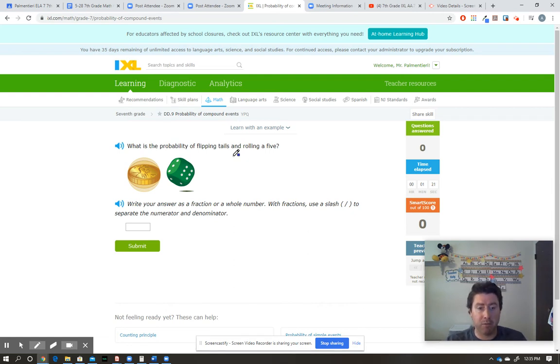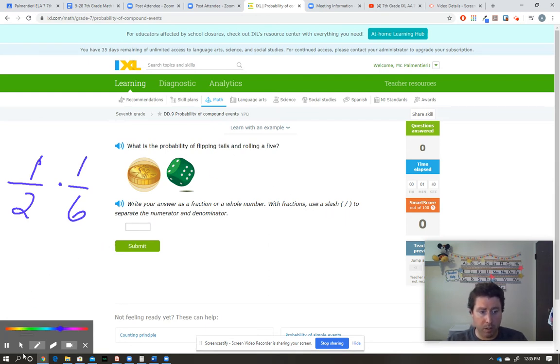So they want to know, what's the probability of flipping tails? Well, let's take it one piece at a time. Flipping tails would mean 1 over 2. And they want to know rolling. Well, that would be 1 out of 6, because there's 6 sides to the dice. So now we need to multiply those two together. So 1 times 1 would be 1, and 2 times 6 is 12. So my answer, and I'll write it right here, ends up being 1/12. Okay, that's it.